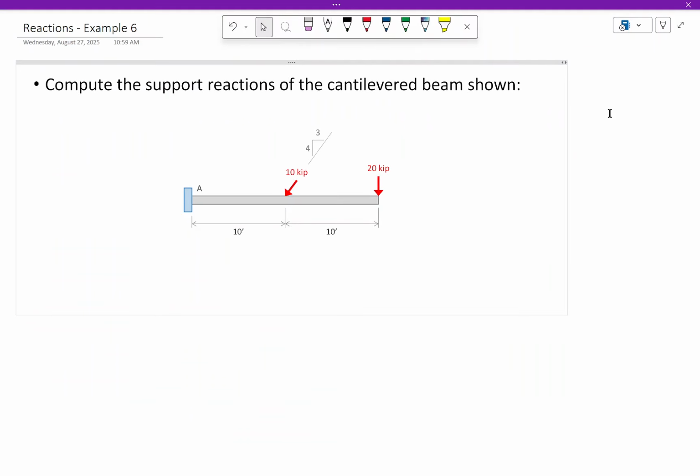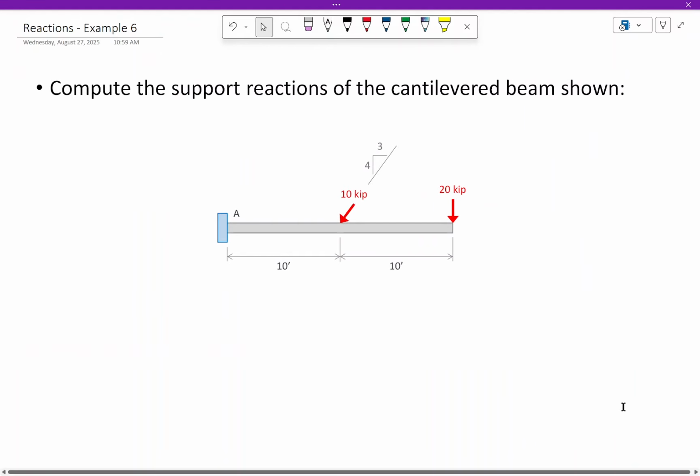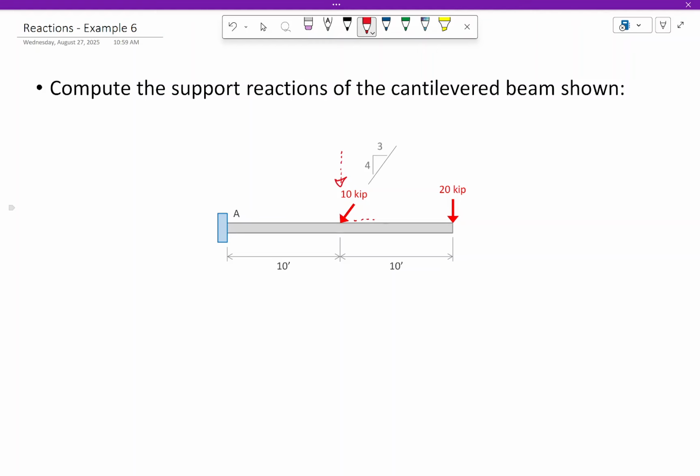Okay. So let me see if I can convince you that these really are, in fact, very easy structures to deal with. First off, I'm going to deal with the inclined load first. This is a 3 to 4 slope ratio, so I'm going to split this up into X and Y components.